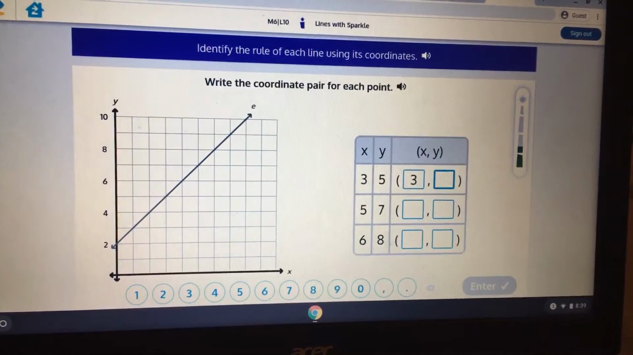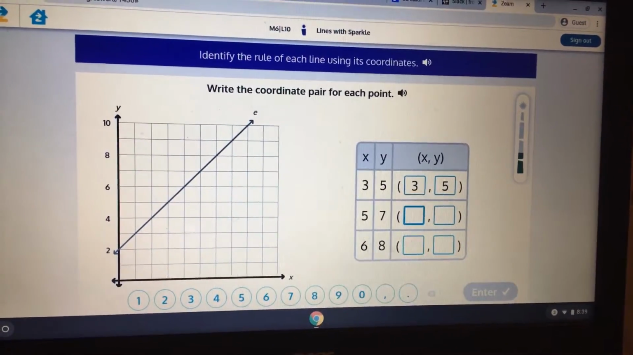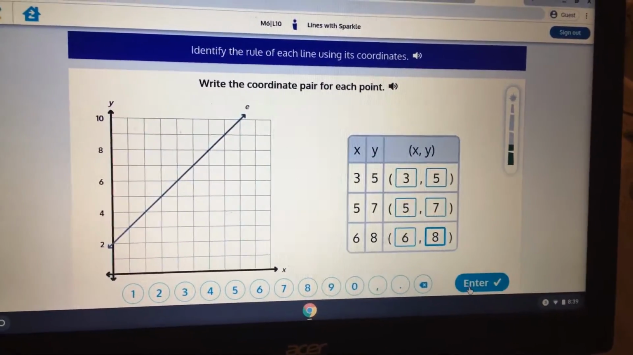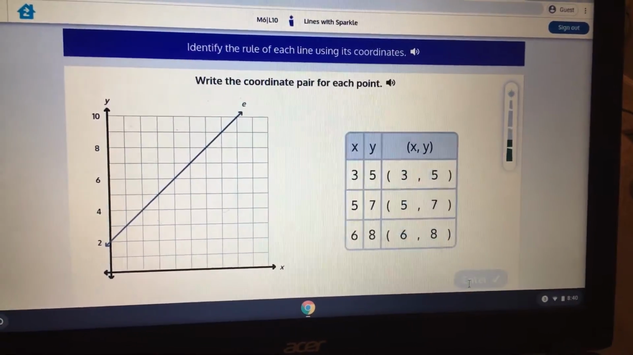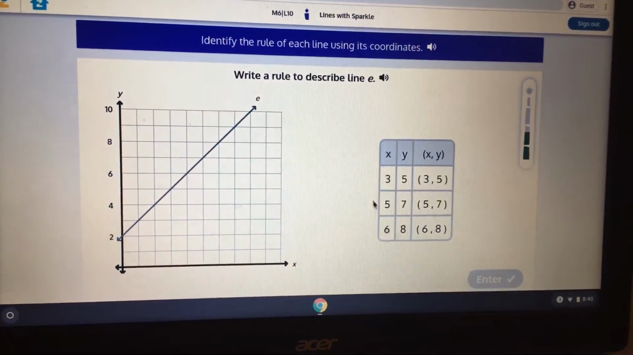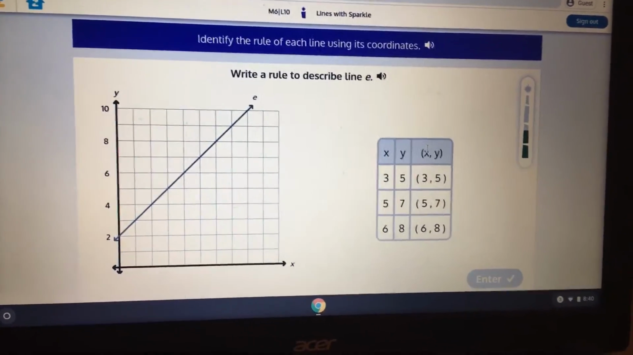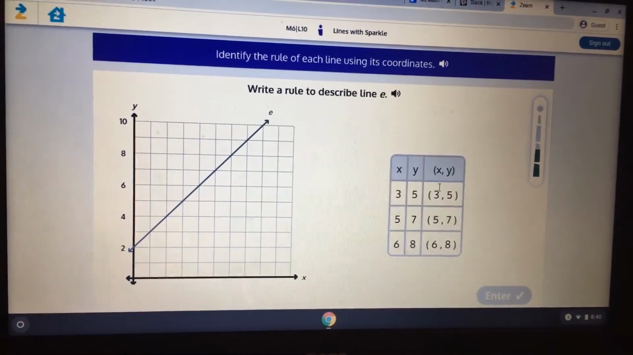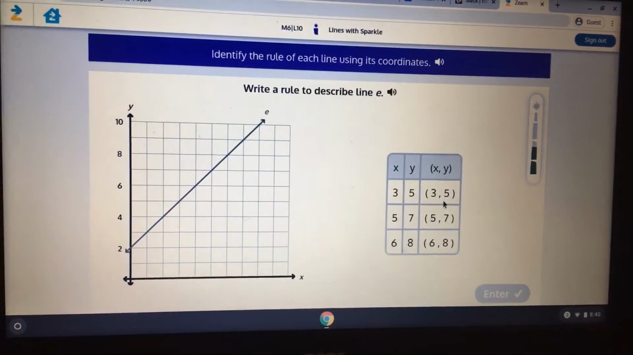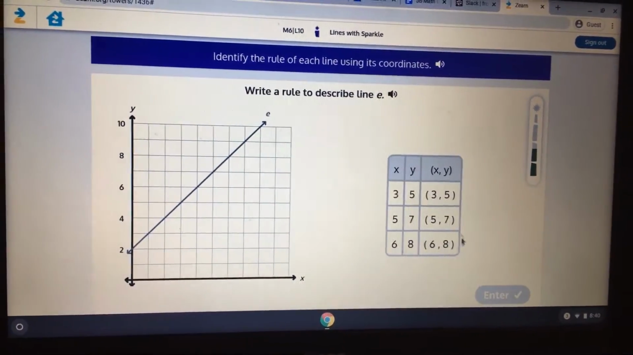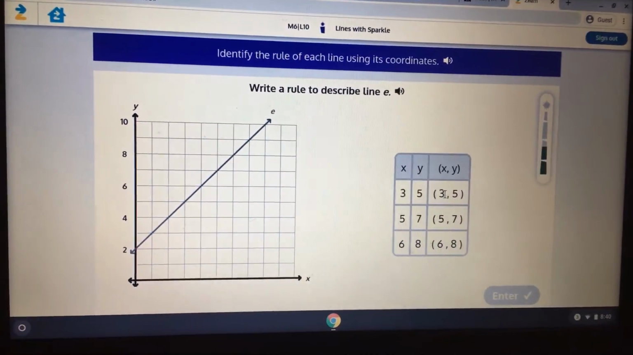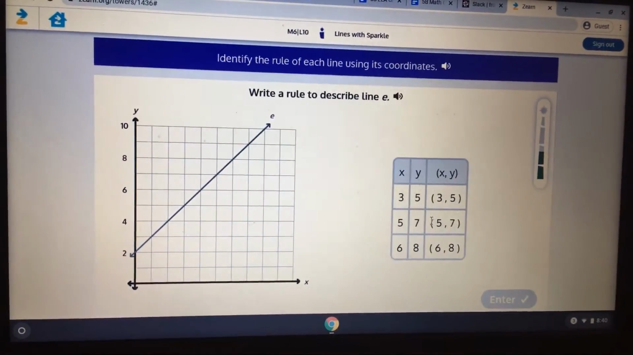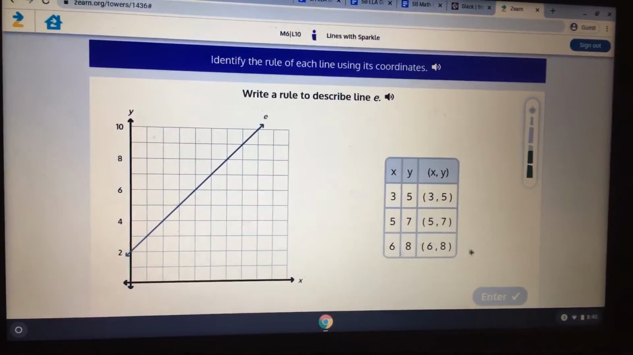Alright, so now we're just filling out our chart with our numbers. 3, comma 5, 5, comma 7, 6, comma 8. Alright, so then we're writing a rule to describe line E. So what we're looking at is we want to look at our numbers here. How many are we consistently adding to our x? Well, yes. So here, my x is 3. 3 plus what will give me 5? 2. 5 plus 2 gives me 7. 6 plus 2 gives me 8.